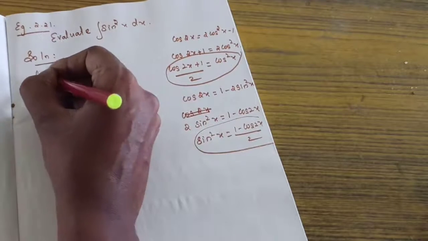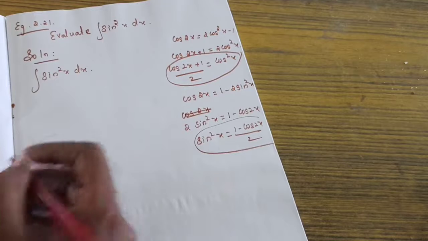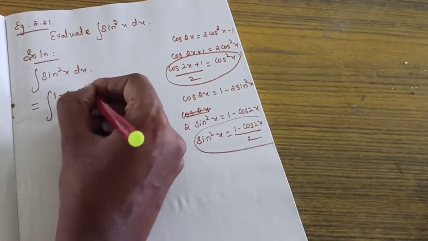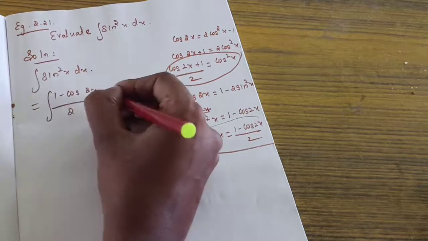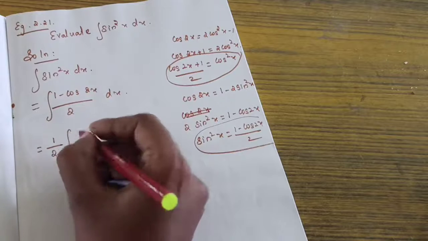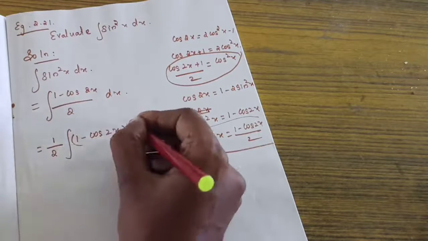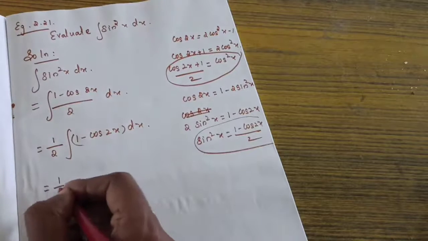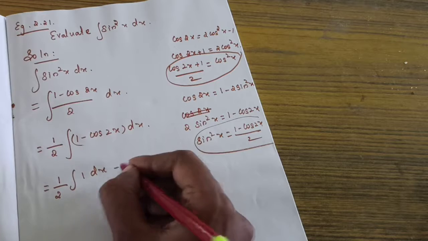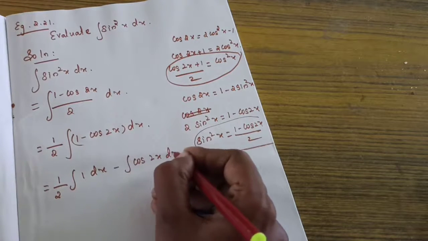Now you come to the question. Integration of sin square x. That's equal to integration of, what's the formula? 1 minus cos 2x divided by 2 dx. Now split it. 1 by 2 is the constant, so you take it outside. So what's the balance? 1 minus cos 2x dx. Now split it. 1 by 2 into integral of 1 dx minus integral of cos 2x dx.